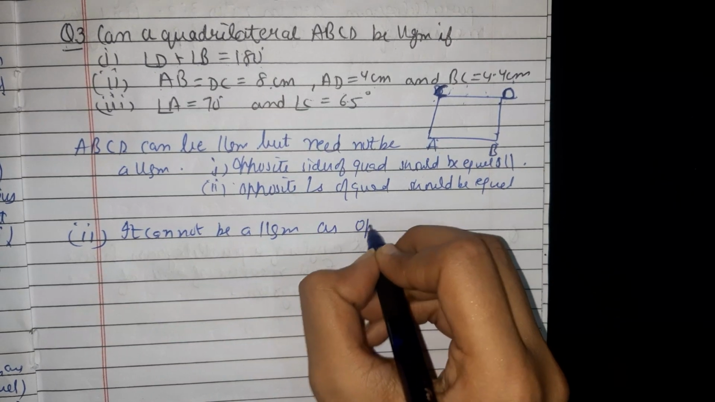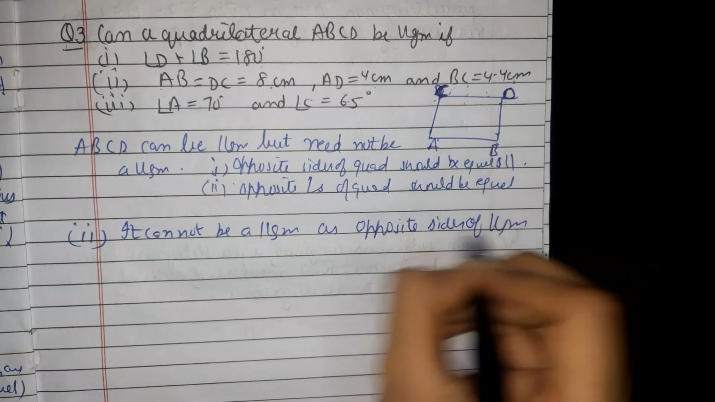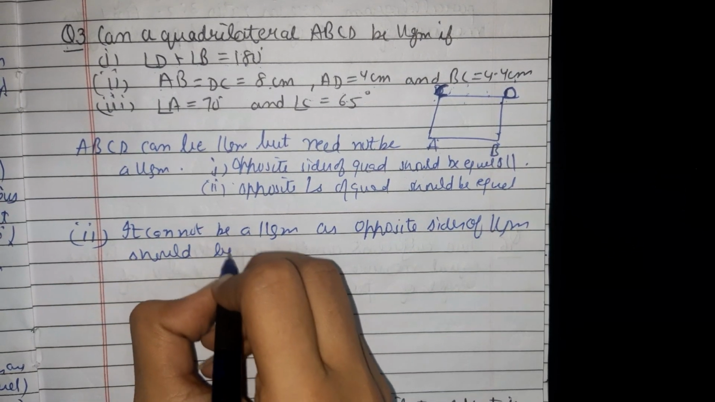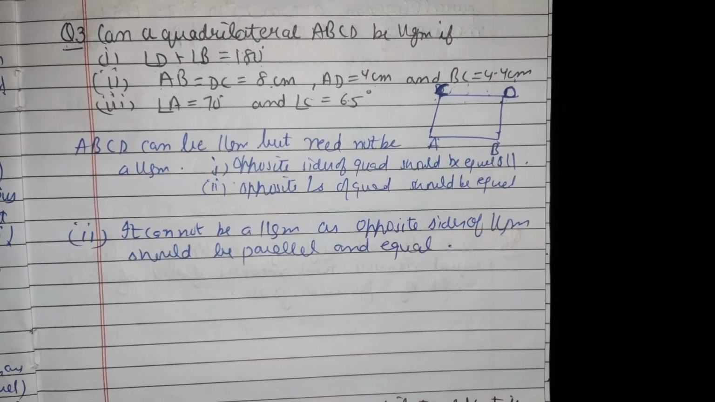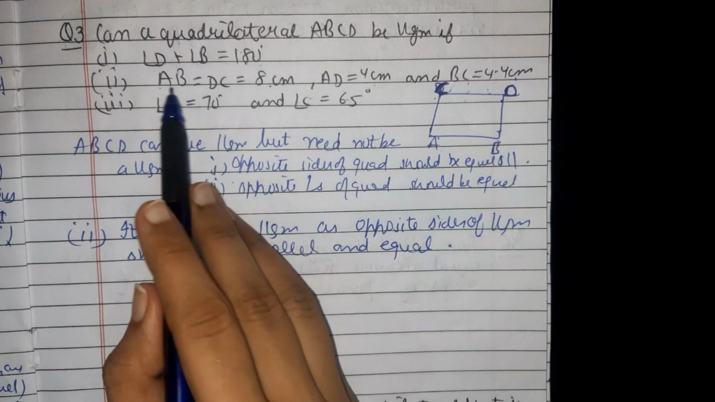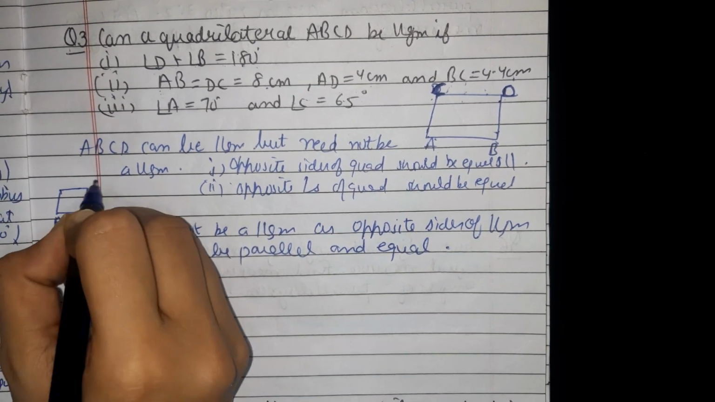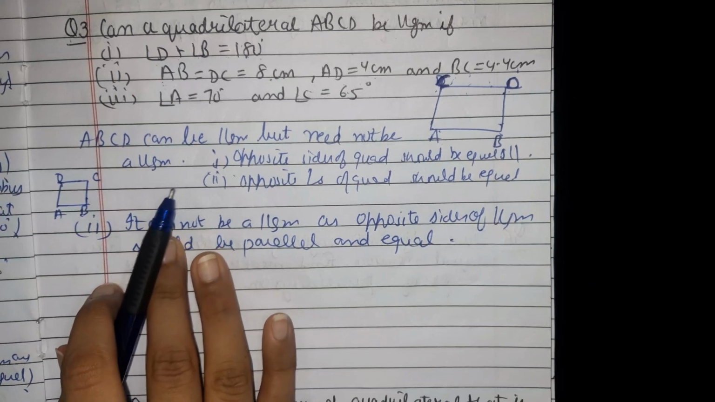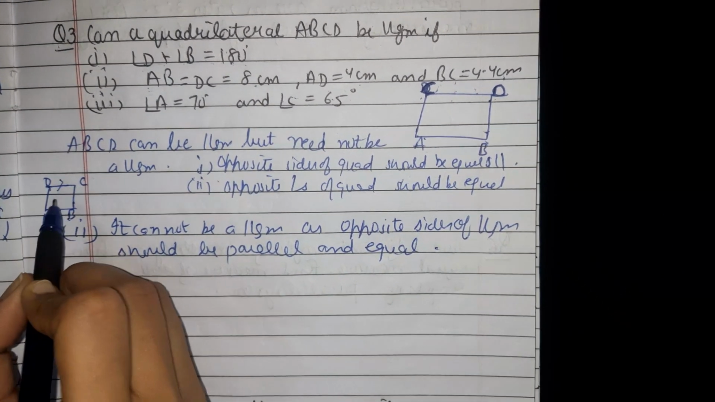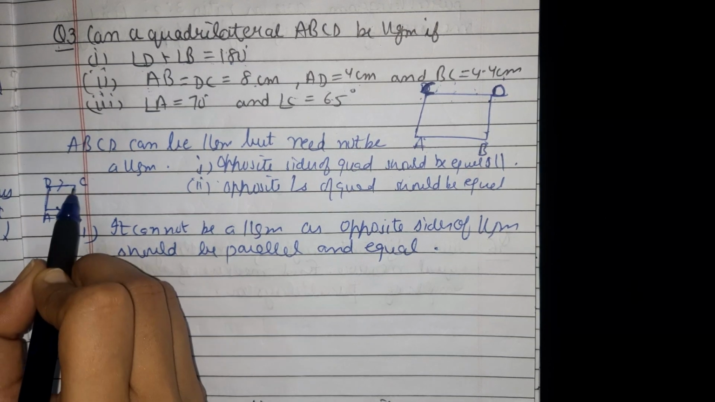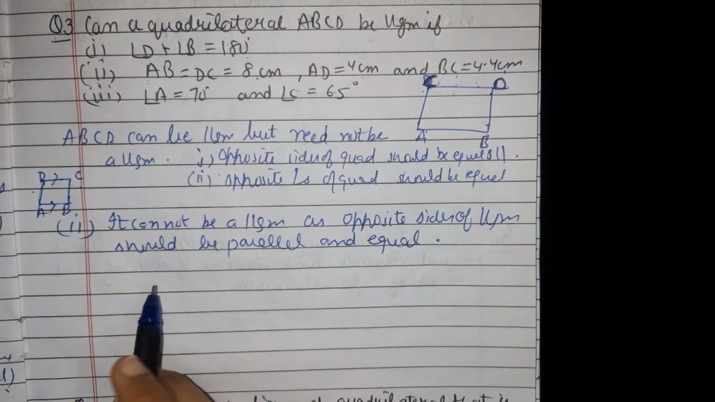As the opposite sides of a parallelogram should be parallel and equal. In this case the figure will be like this: A, B, C and D. AB and DC are both 8 centimeters, but AD is 4 centimeters and BC is 4.4 centimeters. They are not equal. That is the reason it cannot be a parallelogram.